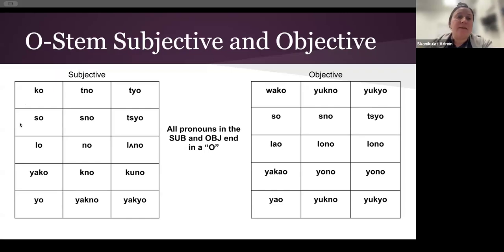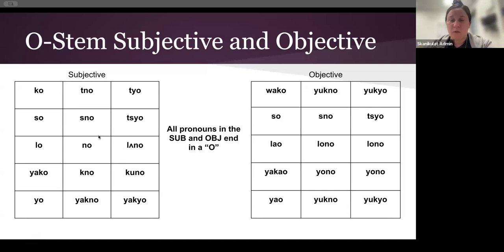Remember, that is me. Then we have zo, which is you. Lo, which is him. Yago, which is her. Yo, which is she or it. No, you, me and you. Snow, you two. No, two males. Gno, two females. Yagno, me and someone. Dio, all of us. Jo, you all. Lano, three or more males. Guno, three or more females. And Yagyo, me and two or more others.